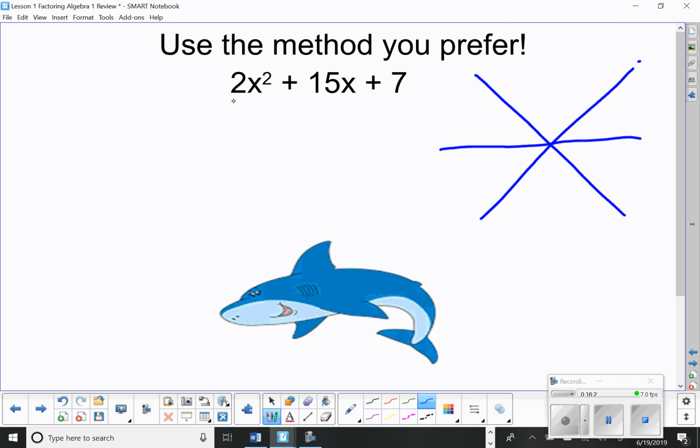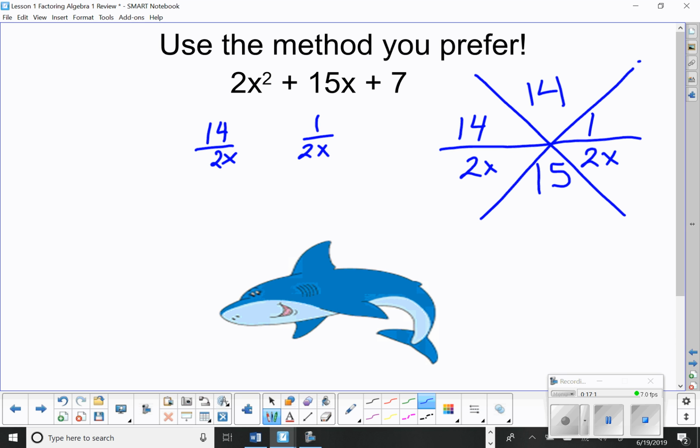I do A is 2 times 7, and I get 14. The middle term is 15. Now, AX, I'm going to have 2x and 2x. I now need factors of 14 that add to 15. Well, that's 14 and 1. 14 times 1 is 14. 14 plus 1 is 15. Now, before I get my final answer, I'm going to rewrite these fractions. 14 over 2x and 1 over 2x.